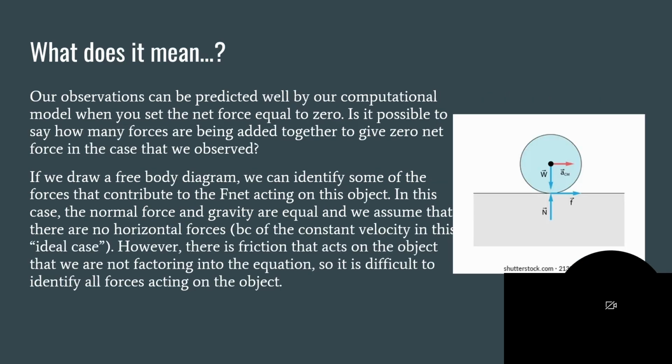So is it possible to calculate all of the forces that contribute to the net force? If this object were moving at a constant velocity, the force, weight, and the normal force are equal, and friction is 0. This would make the net force constant. However, there is a friction force that we didn't really account for in the equation, so we can't really identify what balances out the net force without knowing friction. And then here is an example of what that free body diagram would kind of look like.